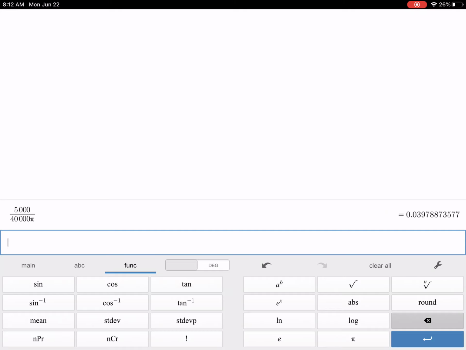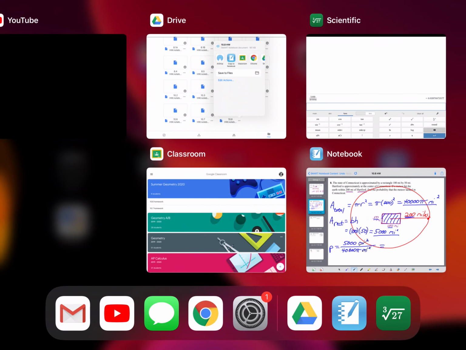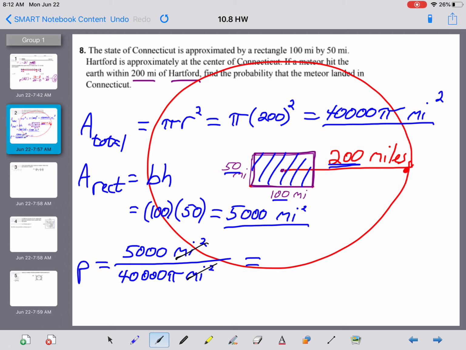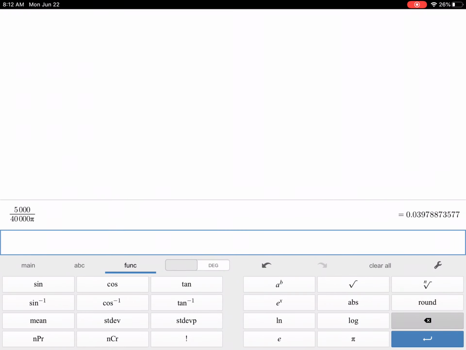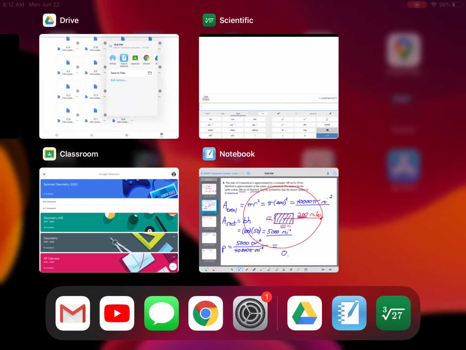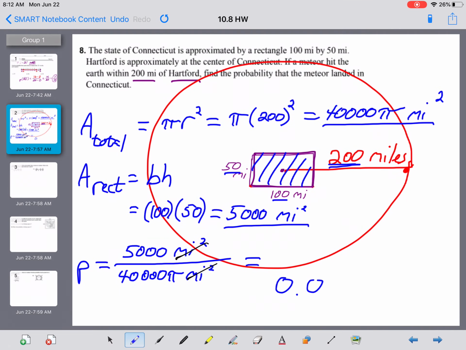Okay, and that got us an answer right here as a decimal of 0.0397 and so on and so forth. I don't think they specified in this problem what format they wanted the answer in. So I'm going to go ahead and just write that decimal down. Let's check this again here. Actually, if we round that, 0.0398. So that's the answer as a decimal, and that would get you full credit right there.